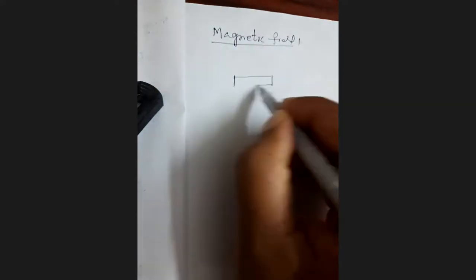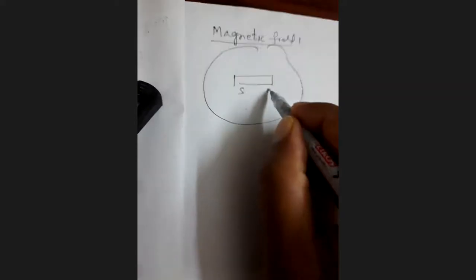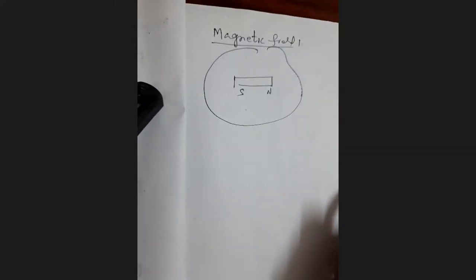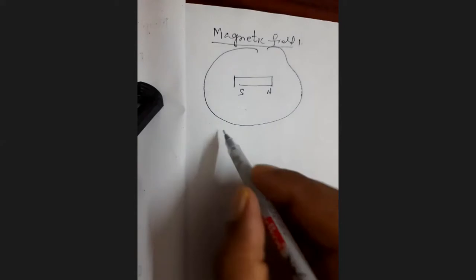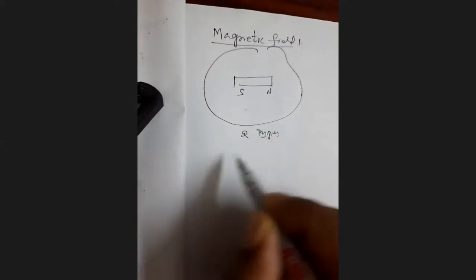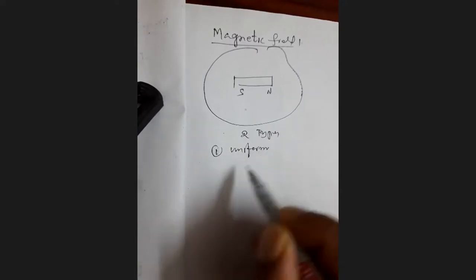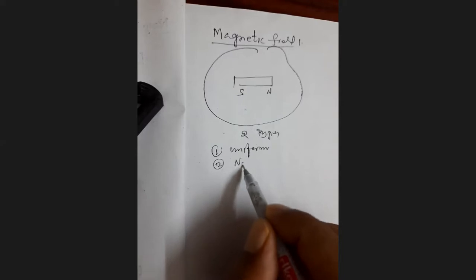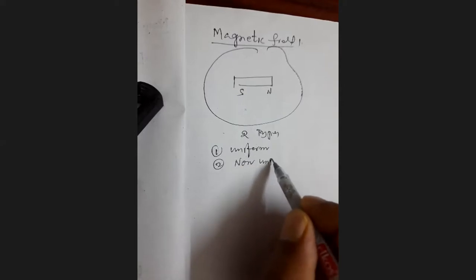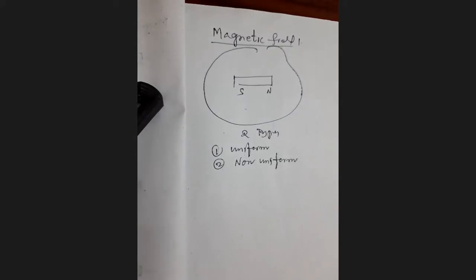The space or region around the magnet in which its influence is felt is called magnetic field. Magnetic fields are of two types: one is uniform magnetic field, the second one is non-uniform magnetic field.